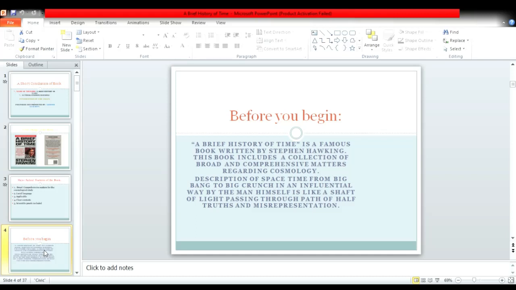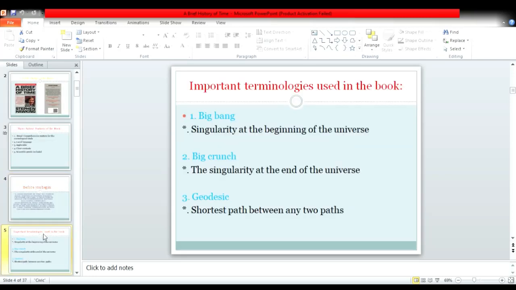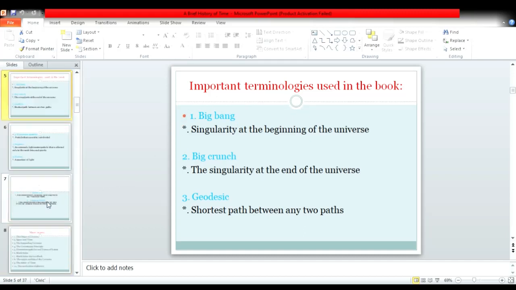Description of space-time from Big Bang to Big Crunch in an influential way by the man himself is like a shaft of light passing through a path of half-truths and misrepresentation. Wow, what a line! Let us know the major important terminologies used in the book, because many learners may be confused while marveling at the words in the book.